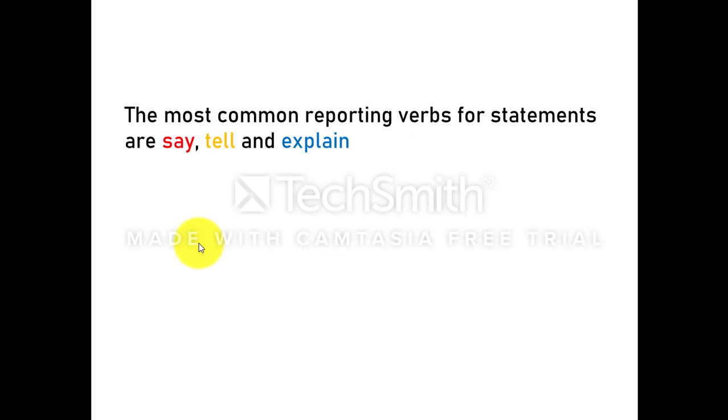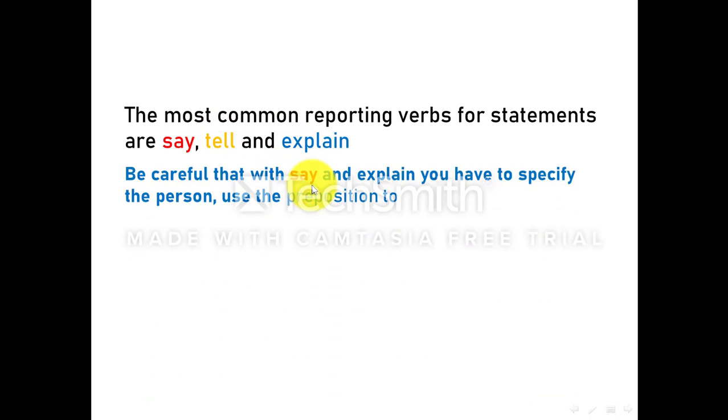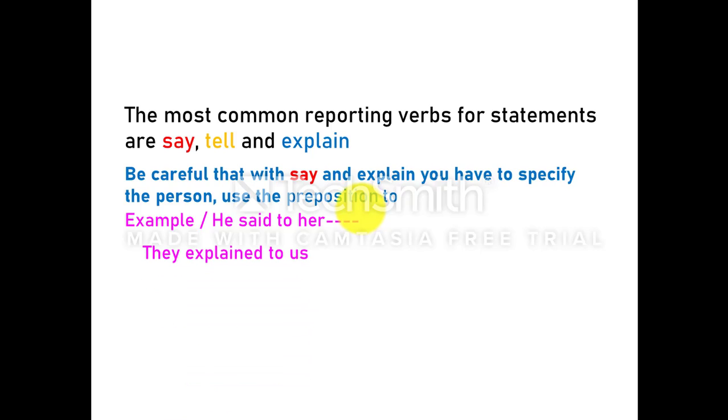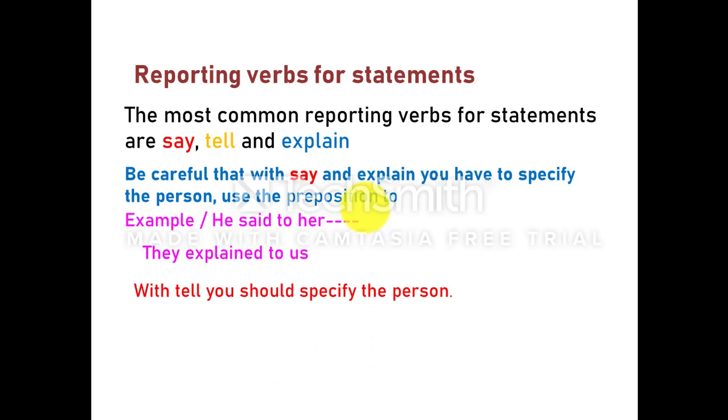The most common reporting verbs for statements are say, tell, and explain. Be careful that with say and explain you have to specify the person, using the preposition to. For example, he said to her. They explained to us. Reporting verbs for statements. With tell, you should specify the person. He told her, they told us. Okay, my dear students.